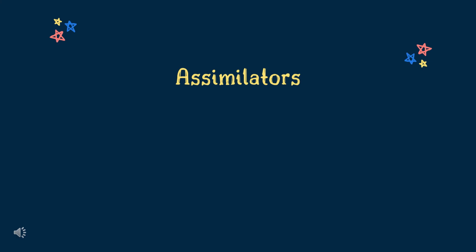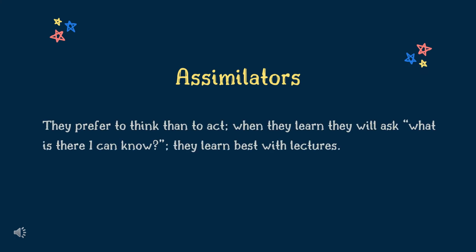Lastly, we have the assimilators, who are most comfortable working with abstract concepts, and they extend their understanding by developing new theories of their own. So they prefer to think than to act, and when they learn, they will ask, what is there I can know? And they learn best with lectures. So these learners watch and think, meaning there's a combination of reflective observation or watching and abstract conceptualization or thinking. So they predominantly use abstract conceptualization and reflection, and use inductive reasoning and assimilate different observations into an integrative explanation.